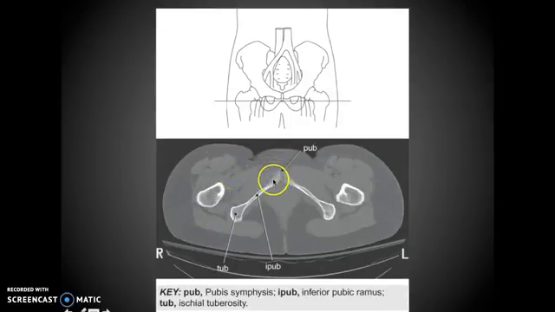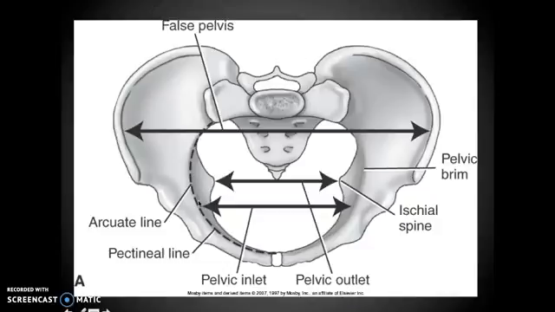So here's your pubic symphysis, your inferior pubis ramus right there, and then your ischial tuberosity. So you got to look at how low we are. So you can see that we're below the greater trochanter.